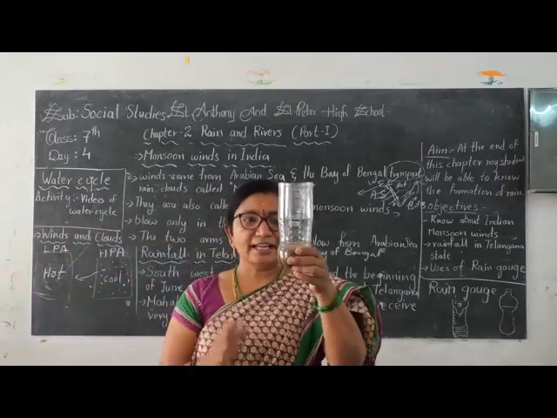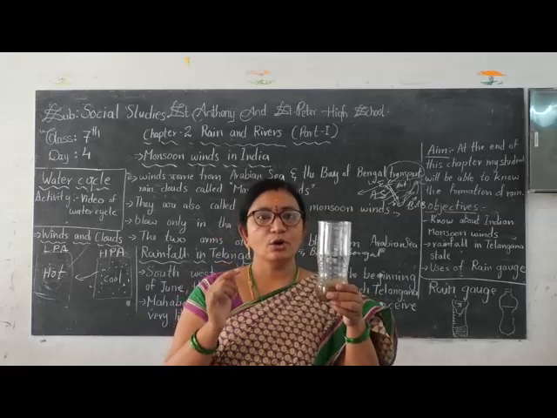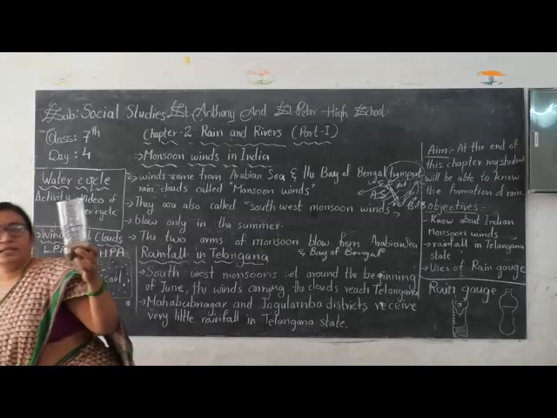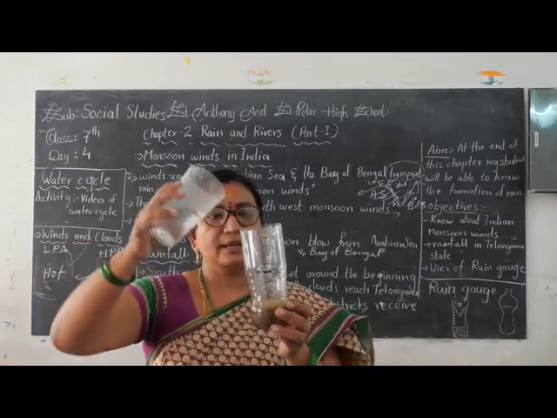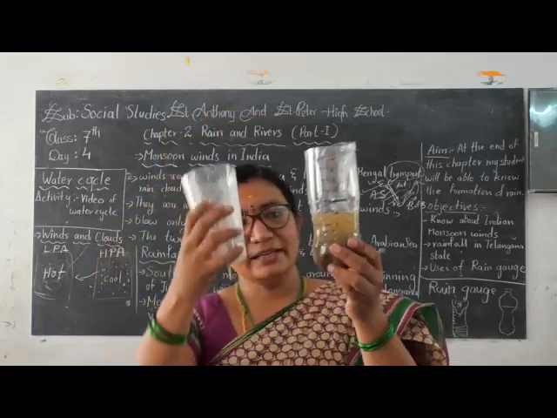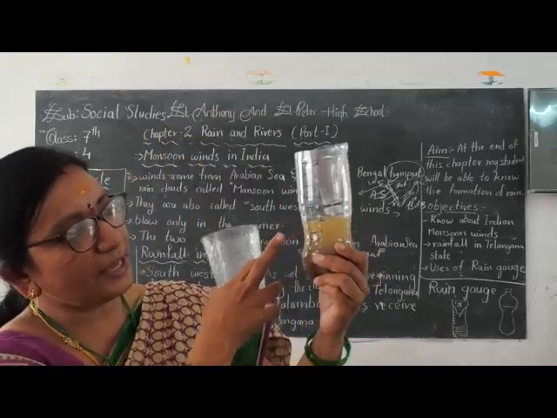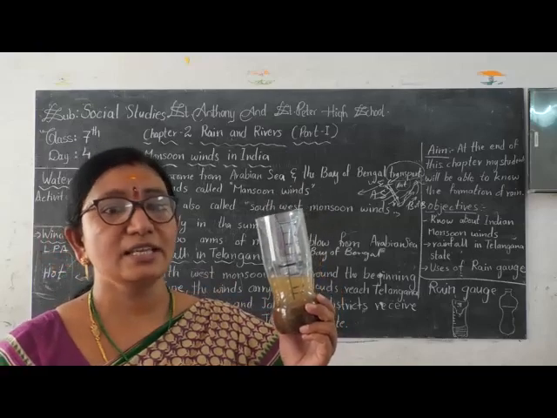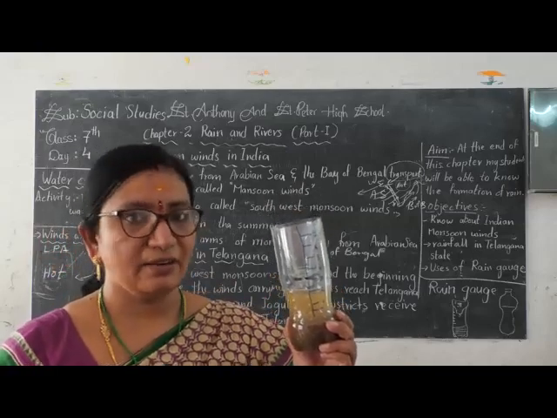This rain gauge helps us to know the rain. We can do this with the help of a bottle. When the rainwater falls like this, it gives the measurements. We can make this rain gauge and know how many centimeters of rainfall our area is receiving.